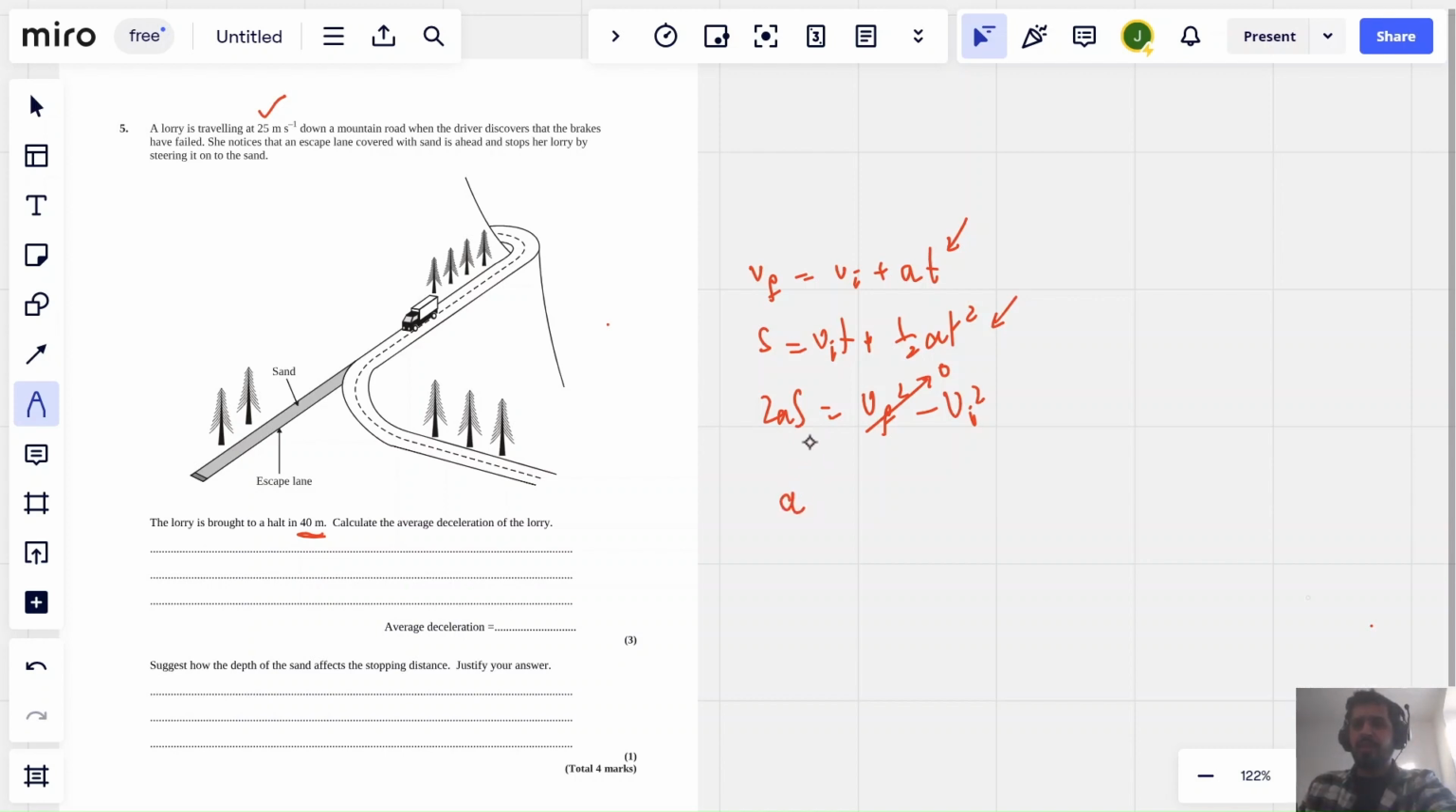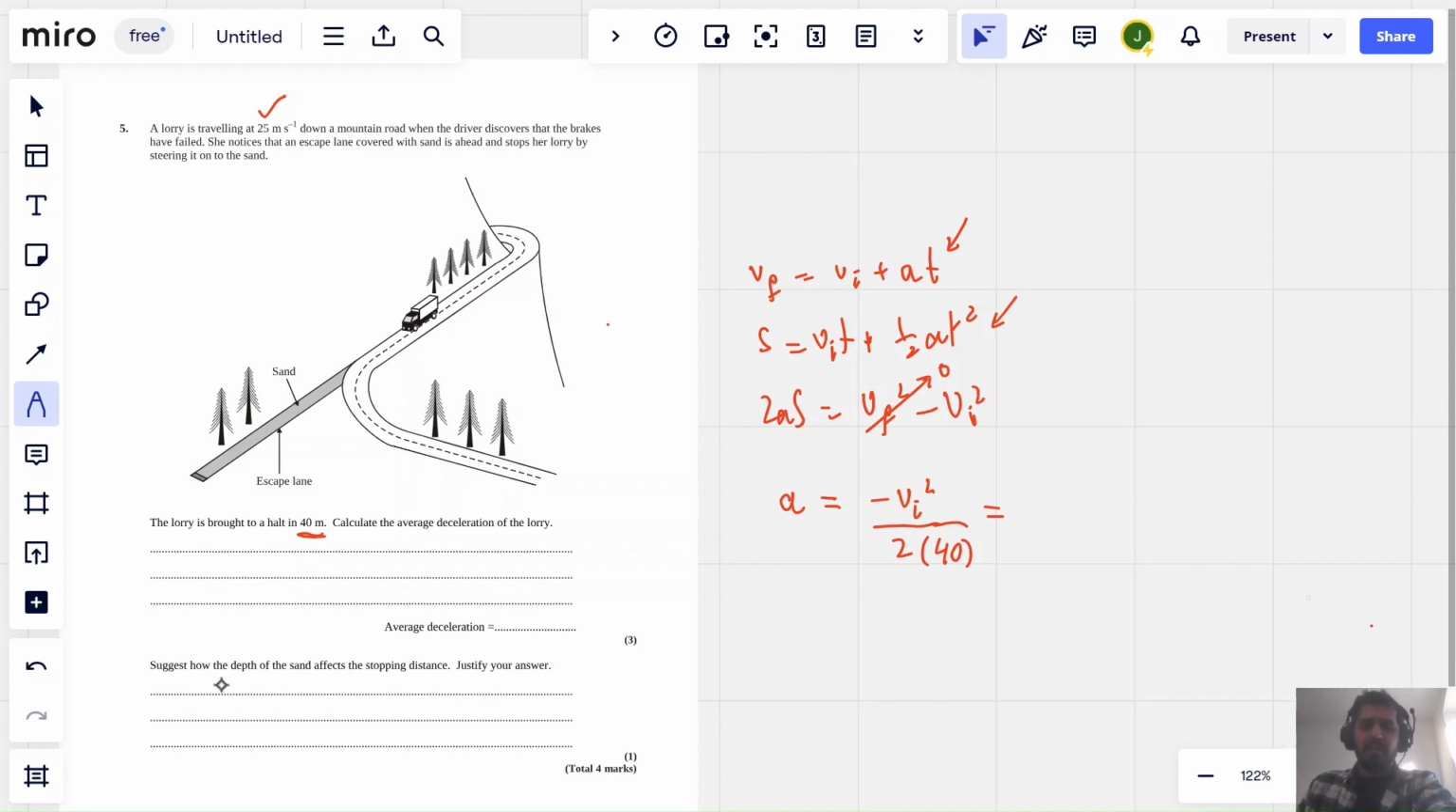So let's just rearrange this equation for acceleration. It will be a equals negative Vi squared divided by 2 times s, which is 40. So you just calculate this, 25 squared divided by 2 times 40, and you should get a negative answer for acceleration, which means that the truck is decreasing its speed and it is decelerating.